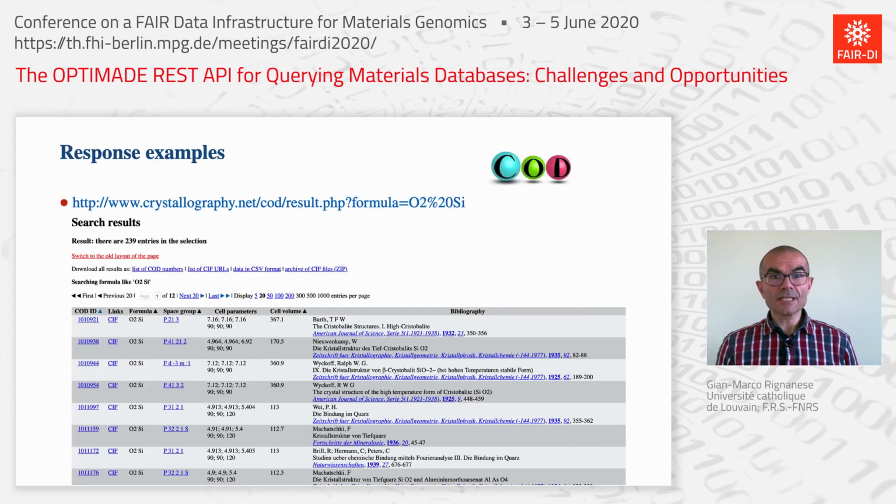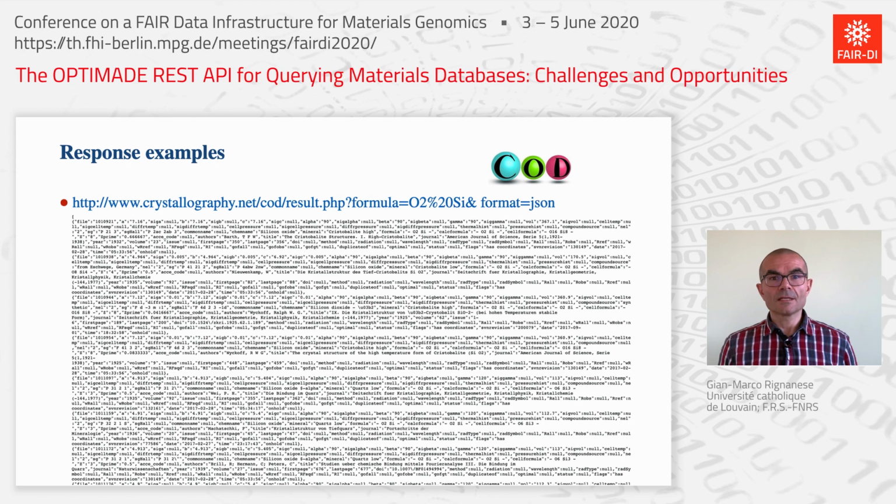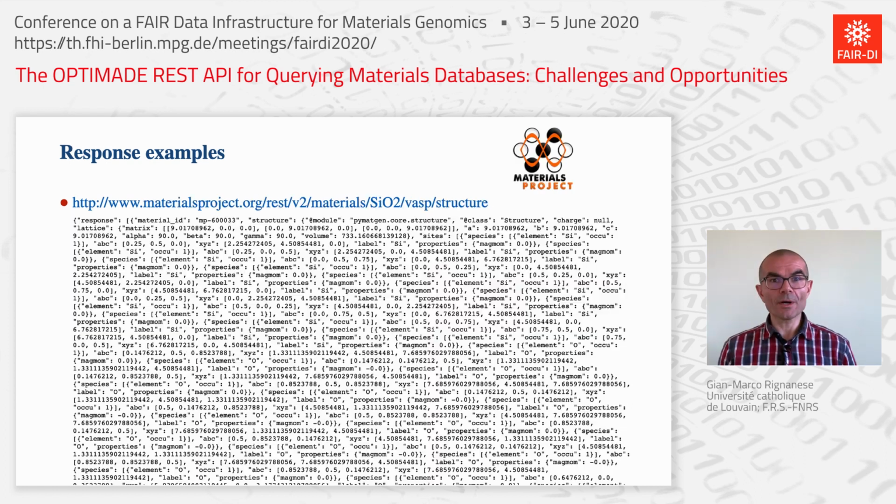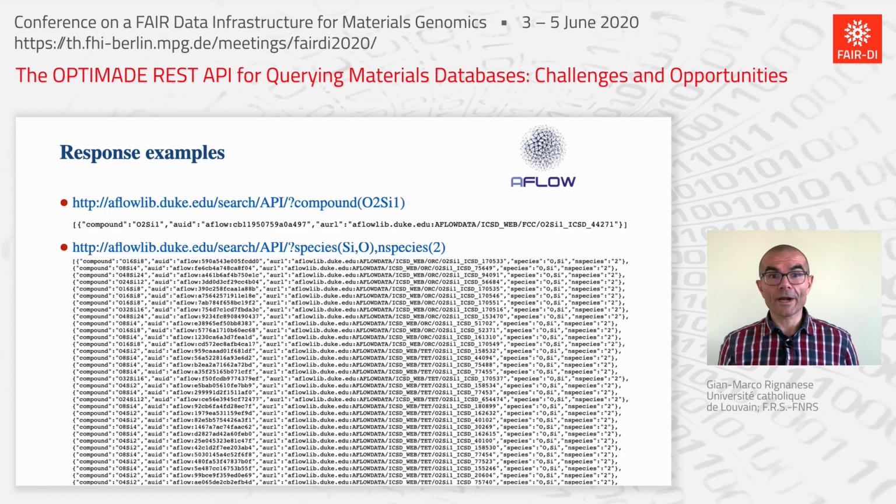Now, not only the queries are different, but the responses as well. For instance, it can be a formatted HTML file by default, like for COD, as shown here. This may be very convenient for a human being, but clearly not for a Python script. Most often, though, the databases provide a way to obtain the response in JSON format, be it through the addition of some query parameter, or even by default, like here, or here.